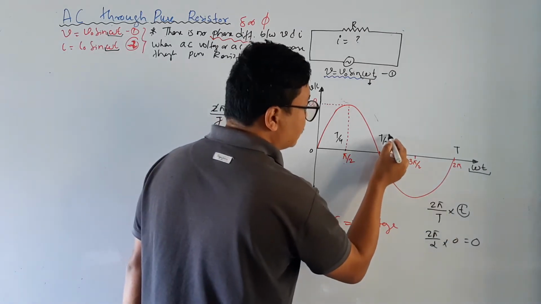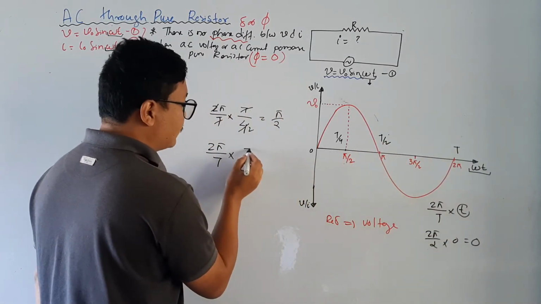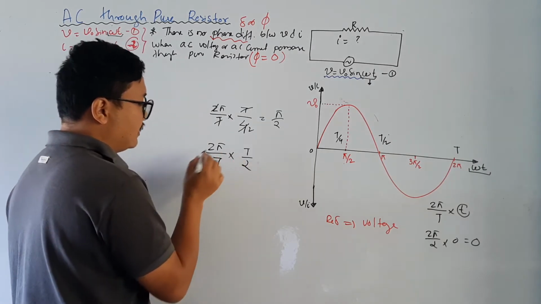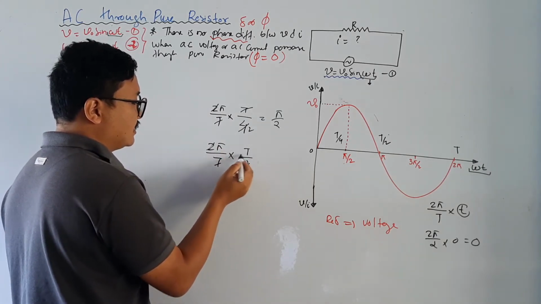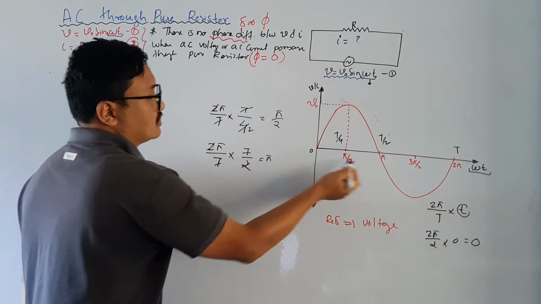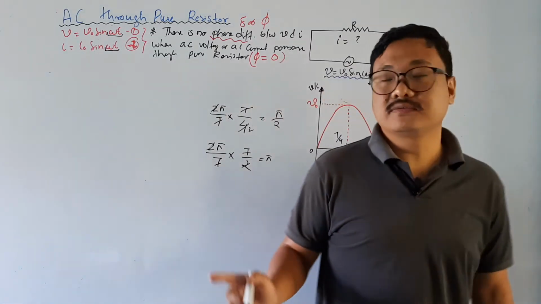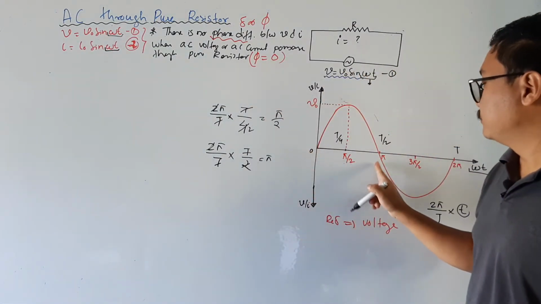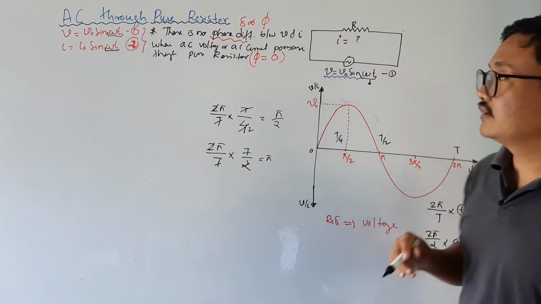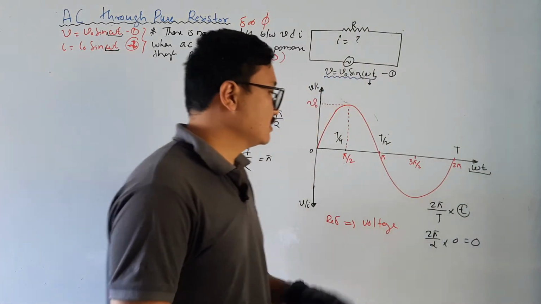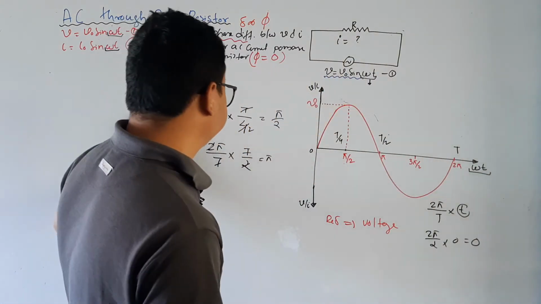What is the value of t here? T is T by 2, isn't it? And now this 2 and 2 cancel, T and T cancel, I get pi. So this is what I am getting: the values of 0, pi by 2, pi, 3 pi by 2 and 2 pi, and so on. Okay, so this is the way you can write it.